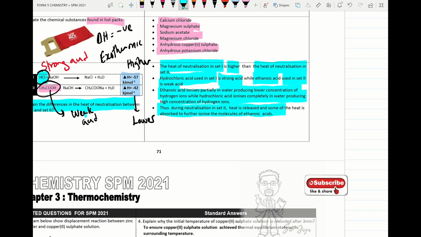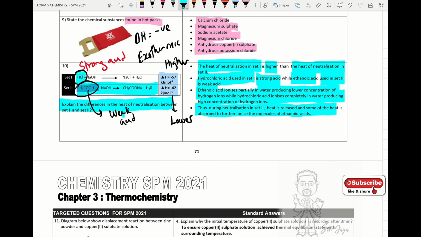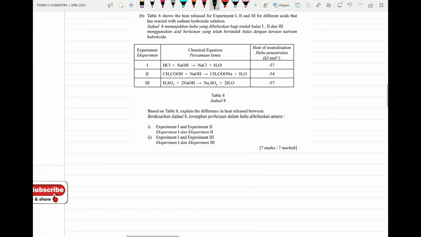Thus, during neutralization in set 2, heat is released and some of the heat is absorbed, or used, to further ionize the molecules of ethanoic acid. So students can get 5 marks from here. We try to check the next question.